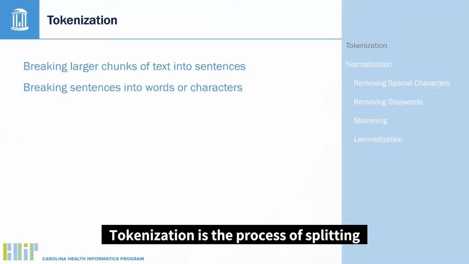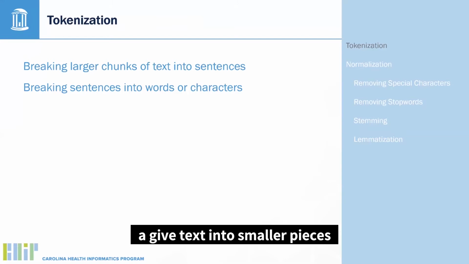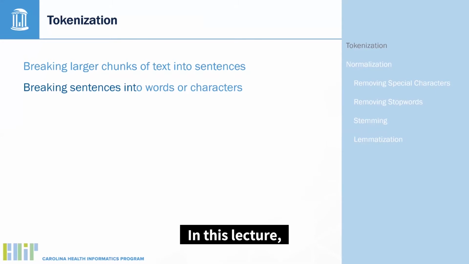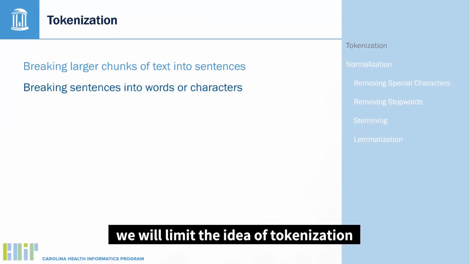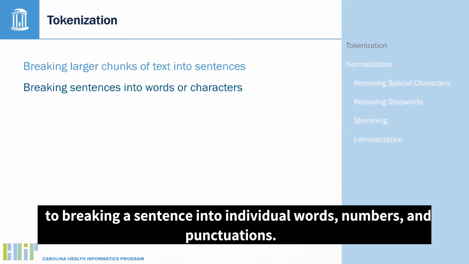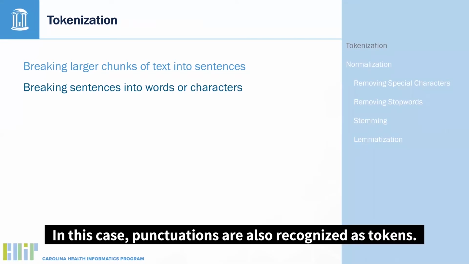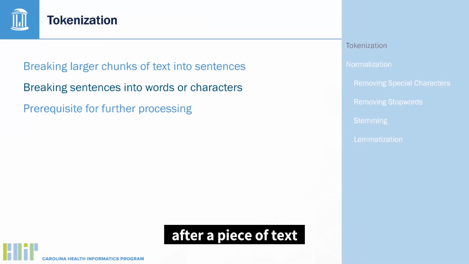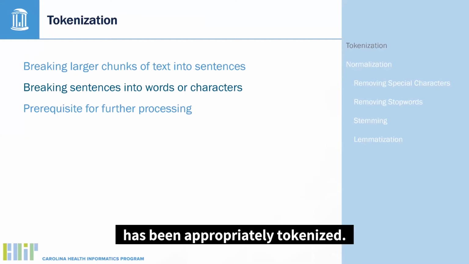Tokenization is the process of splitting the given text into smaller pieces called tokens. Larger chunks of text can be tokenized into sentences, and sentences can be tokenized into words. In this lecture, we will limit the idea of tokenization to breaking a sentence into individual words, numbers, and punctuations. In this case, punctuations are also recognized as tokens. Further processing is generally performed after a piece of text has been appropriately tokenized.